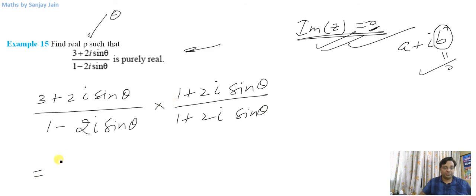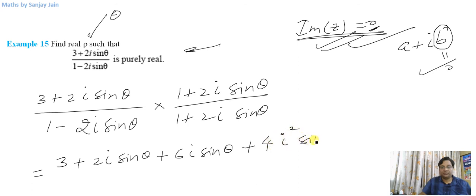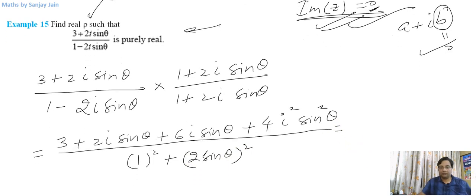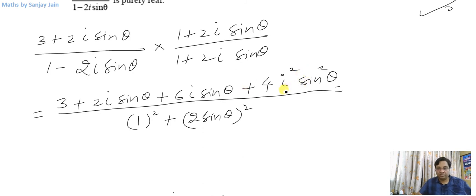So the numerator will become 3 plus 2 iota sine theta plus 6 iota sine theta plus 4 iota squared sine squared theta, and in the denominator I'll have 1 squared plus 2 sine theta squared. This will be the denominator. So what is the numerator? This is minus 1, right? So minus 4 sine square theta can be clubbed with this 3. So let me write it here. 3 minus 4 sine square theta.